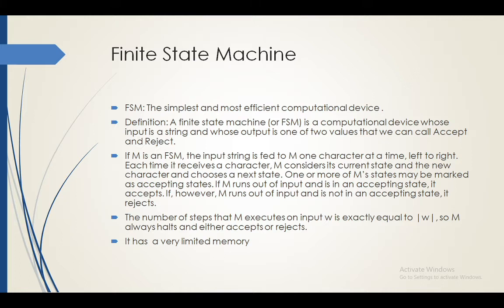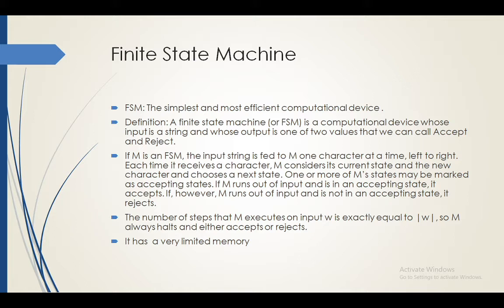One or more machine states may be marked as an accepting state. So among the machine states, one or more states are the accepting states. If M runs out of the input, meaning it has read all the input, and if it reaches the accepting state, then it displays the output that the string is accepted. If M runs out of input, meaning it has read all the input, and it is not in an accepting state, then it produces the result, reject.